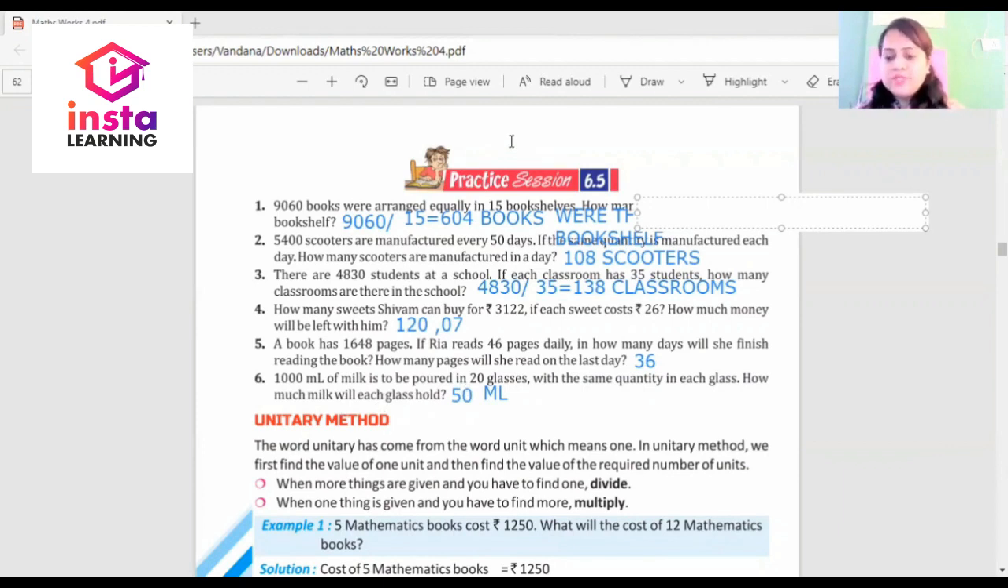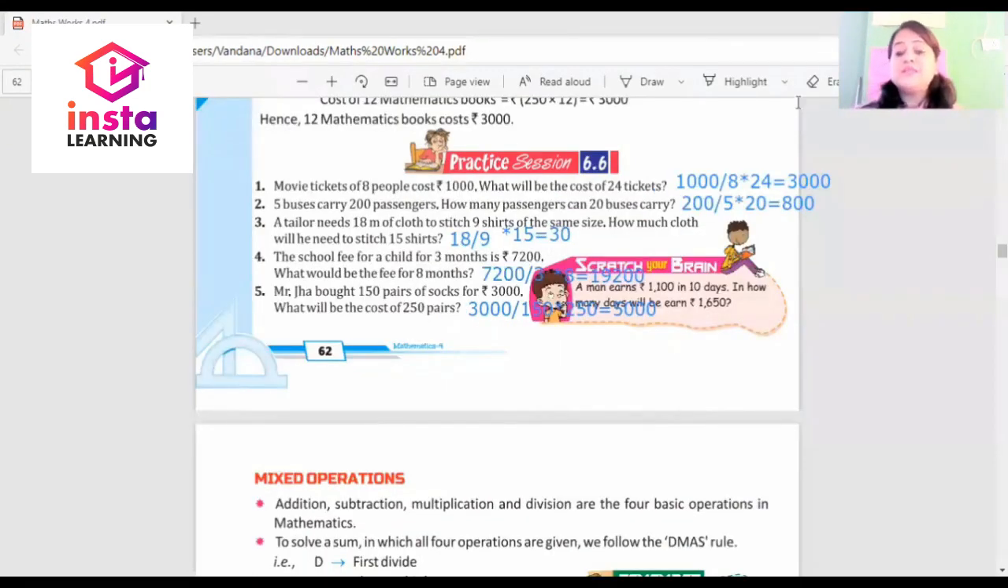Okay. Got it, student? These are your word problems. So practice these sums very carefully. Students, this exercise is fully related to the unitary method. Okay. So read it very carefully.